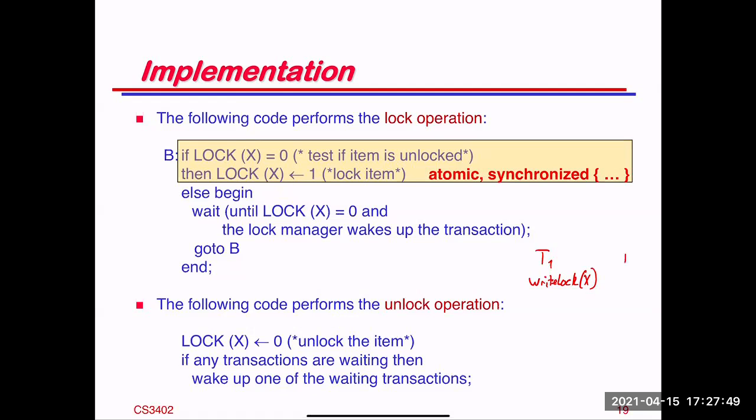But unfortunately, the scheduler, for some reason, the operating system will pause this transaction. And now some other transaction starts executing, which also wants to acquire a write lock on X, and therefore executes exactly the same code. It's going to read that the Boolean is still 0 because transaction T1 hasn't executed this line yet. So it will also execute this branch of the if condition. Now both of them will just set the Boolean to 1, and both of them have acquired a write lock, which is not good, right?